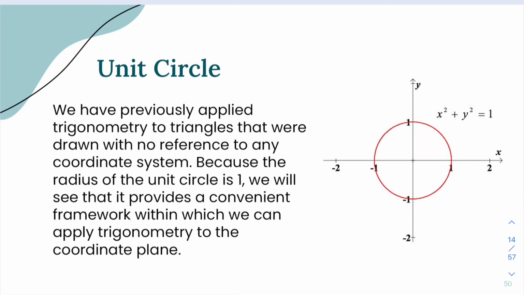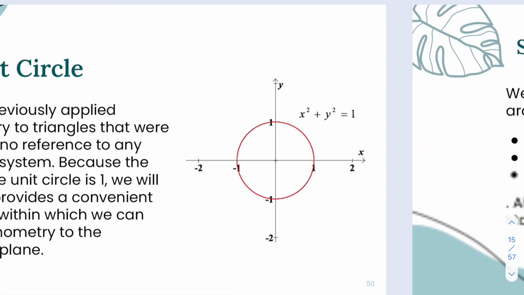We have used trig on triangles with no reference to the coordinate system, right? The triangles we saw yesterday, the triangles we just did in the warm-up, that's what they were. They were just triangles. But we can actually plot these triangles on a coordinate system and use the fact that the radius is the hypotenuse to find some interesting trig values.